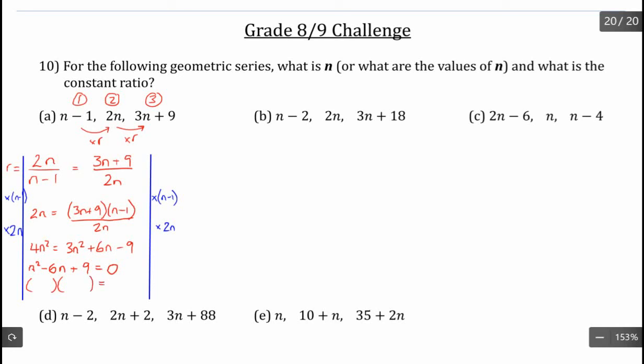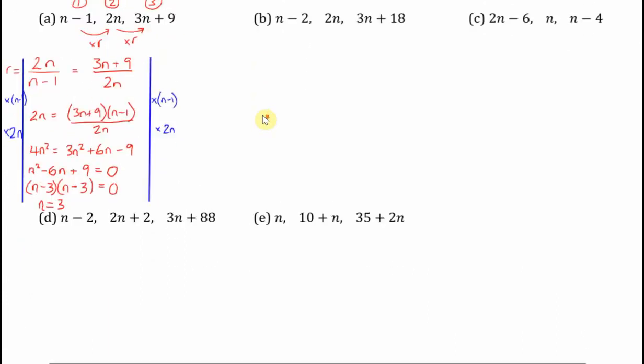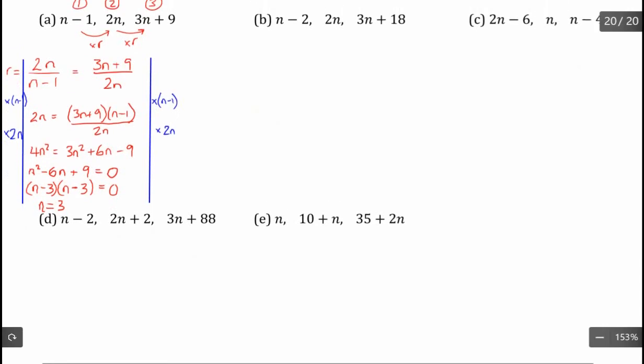Two numbers that times together to make 9, add together to make negative 6. Yes, that would be minus 3, both of them. So my solution is that n is equal to 3. Just the one solution there. Okay, so there are values of n, so there might be two solutions for some of these. Okay, I'm going to pause the video here whilst you probably spend hours working on them, and then I'll show you the answers.